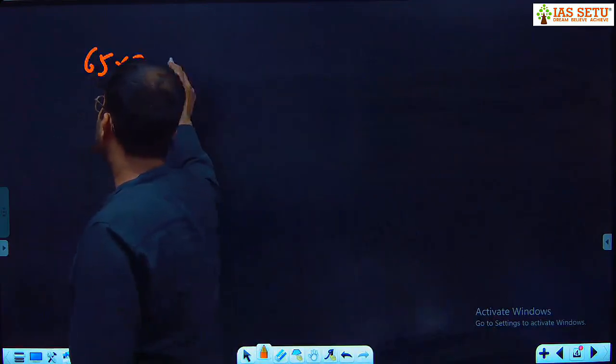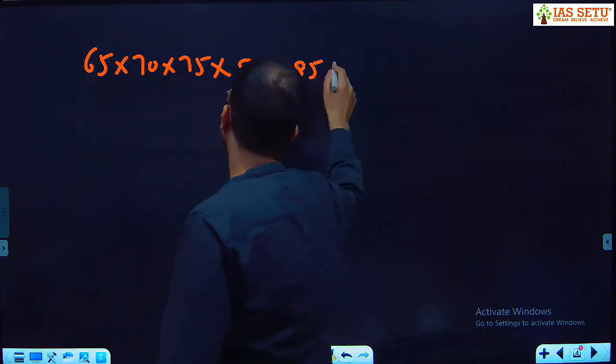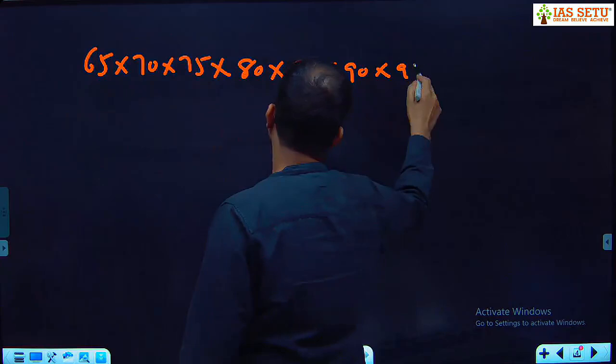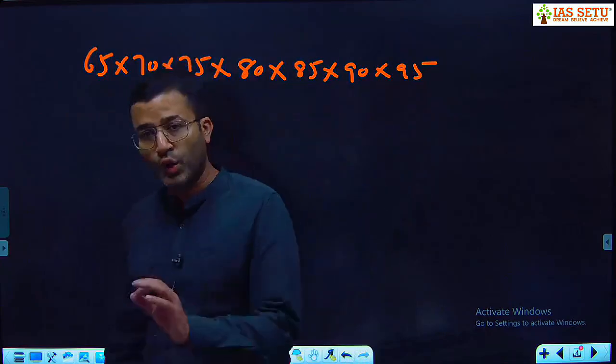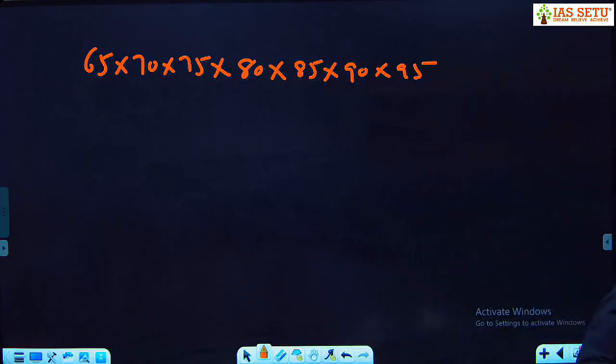Now you try one question. 65 into 70 into 75 into 80 into 85 into 90 into 95. Go slow, don't be in a hurry. Your task is to find how many 5s are there, how many 2s are there. The lesser number decides the number of 0s, and that will be your answer.